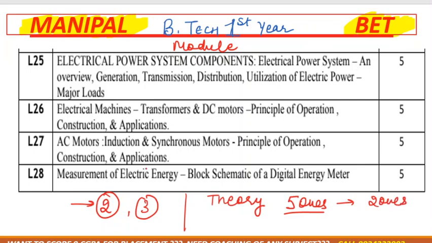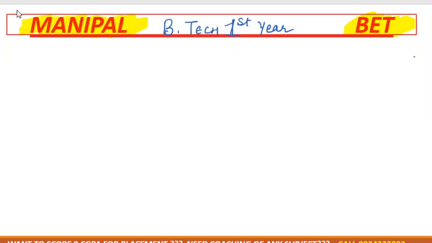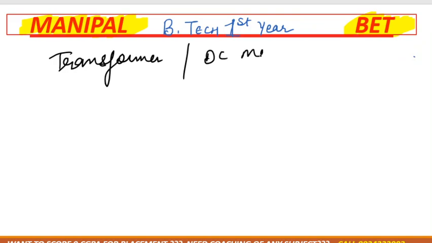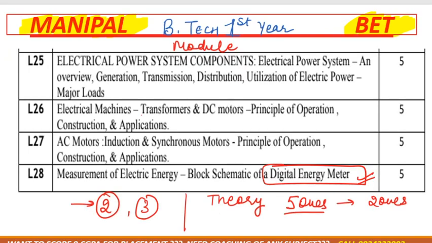So the first one is the digital energy meter. It is an important topic. Another one is either from the transformer or from the DC motor. You will get 1 question definitely, maybe from the transformer. If they don't give you the transformer, then they'll give you the DC motor.